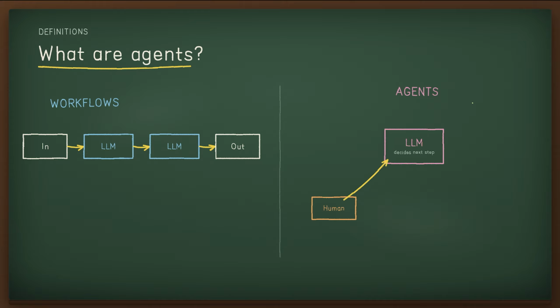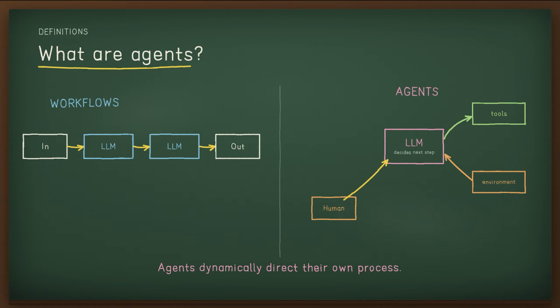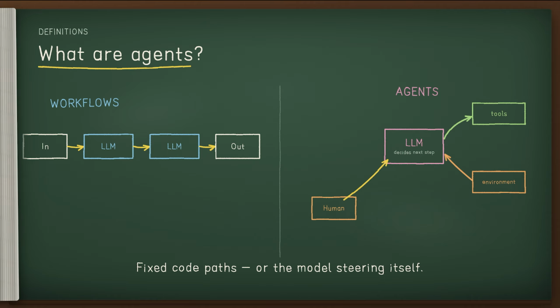Workflows are systems where models and tools are orchestrated through predefined code paths. Agents are systems where the model dynamically directs its own process and tool use, staying in control of how it gets the job done. Fixed paths versus the model steering itself. That distinction runs through everything that follows.